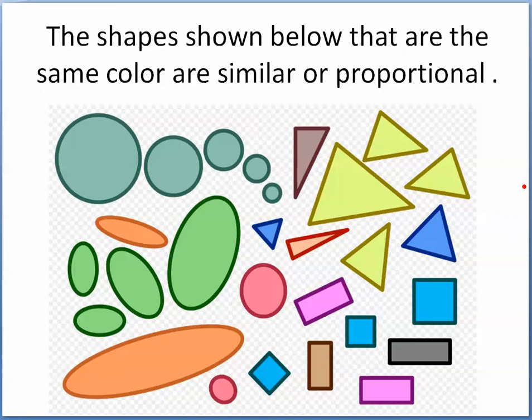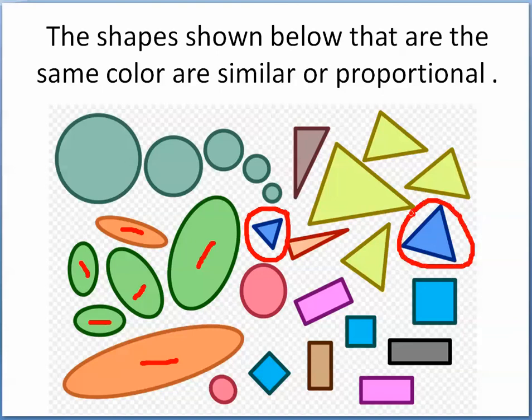The shapes shown below that are the same color are similar, or they are proportional. In other words, this and this are similar or proportional. They're not congruent. This and this are similar or proportional. They're not congruent. This and this are similar or proportional. They're not congruent. You get the idea. If you need to look at this any longer, you can just click on the screen anywhere and it'll pause.